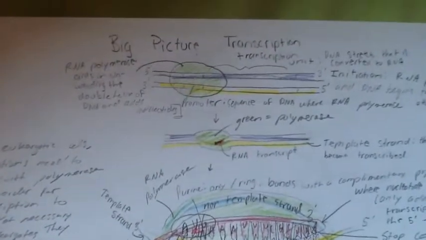Alright, so this is DNA transcription. It's pretty much the same for prokaryotic cells and eukaryotic cells. Right here, this is pretty much the big picture stuff. So, like the initiation, elongation, and termination is pretty much exactly the same for both of them.